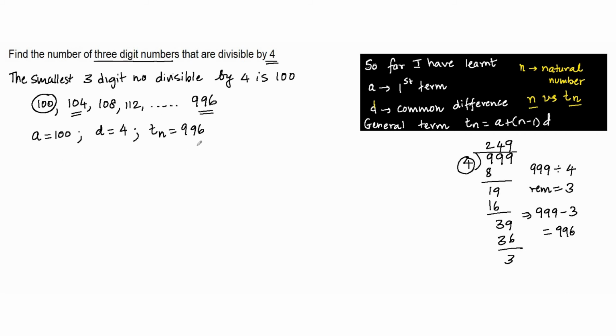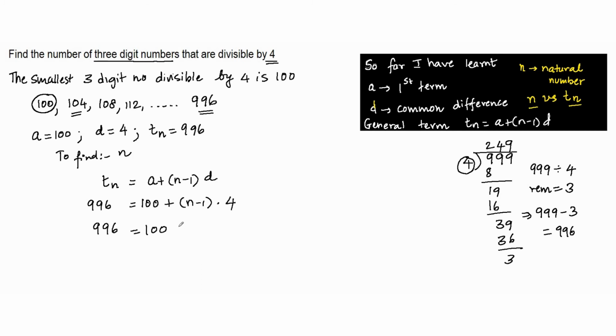So now I want to find the number of terms, which is going to be n, right? So I use the general term formula. Tn is a plus n minus 1 times d. Now Tn is 996, which is equal to a, and a is 100, plus n minus 1 times d, and d is 4. And now I can solve this.